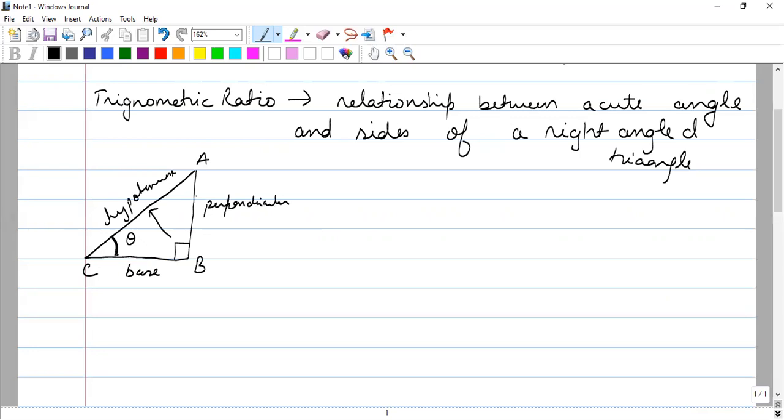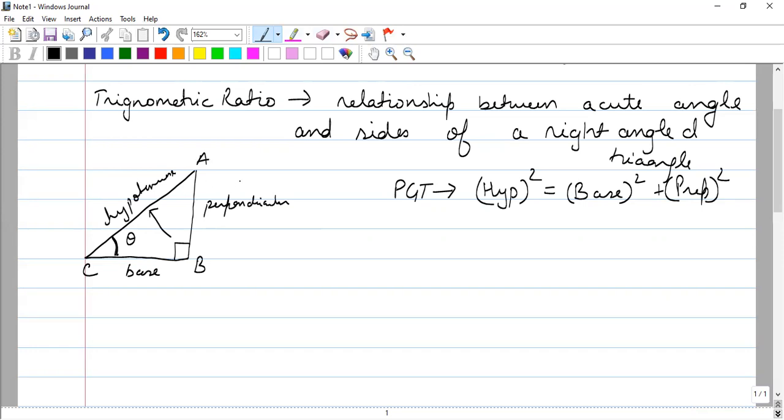And in a right angle triangle, the Pythagoras theorem is also applicable. Pythagoras theorem you have studied in earlier classes. It applies in a right angle triangle. The theorem says that hypotenuse square will be equal to base square plus perpendicular square. So here the hypotenuse is AC. The length of AC square will be equal to the length of BC square plus the length of AB square.